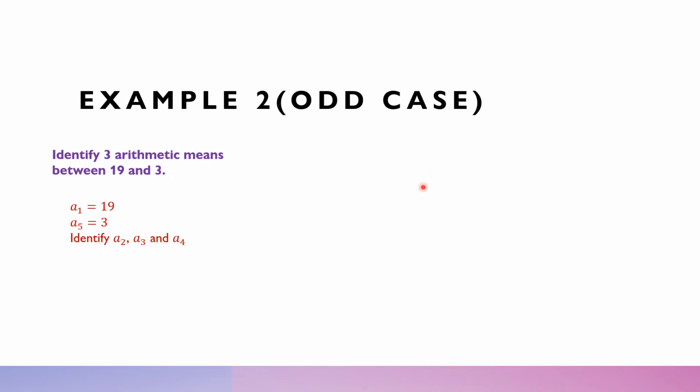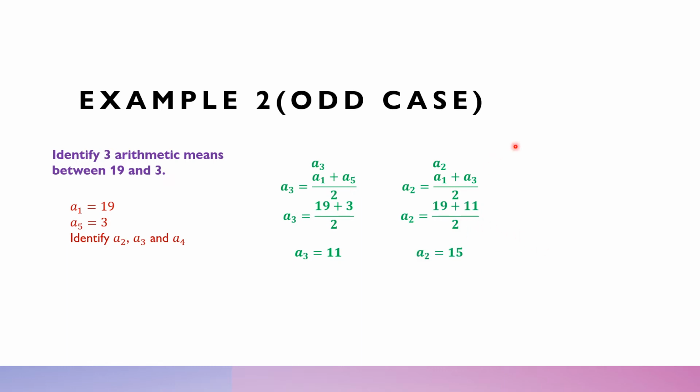So we want to find now a sub 3. For a sub 3, we get the average of the first term and the fifth term. So we have 19 plus 3 divided by 2, and the answer is 11. So our third term is 11, and we'll use that for the next arithmetic mean that we want to find. We want to find a sub 2, or the second term, which is between the first term and the third term, so we use that to get the arithmetic mean. 19 plus 11 divided by 2, so we have 15.